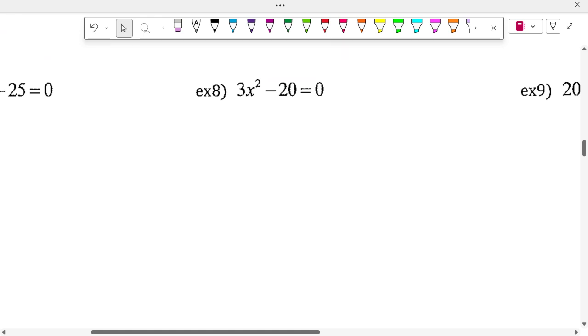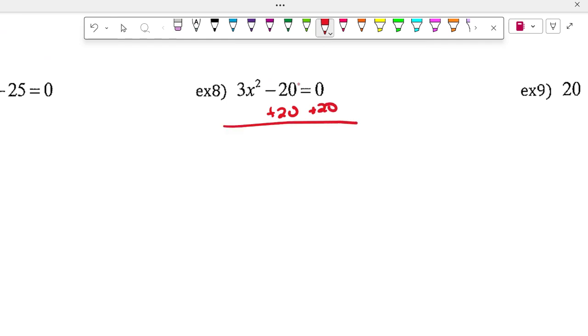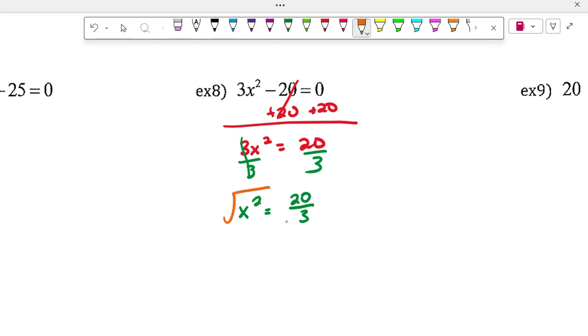What do I do first? Add 20 to both sides. So I get 3x squared is equal to 20. Divide by 3. So guys, don't put that in your calculator and get a decimal. Just leave it as a fraction if it doesn't go in evenly. Then what do I do? Take the square root. So x is equal to plus or minus the square root of 20 over 3.